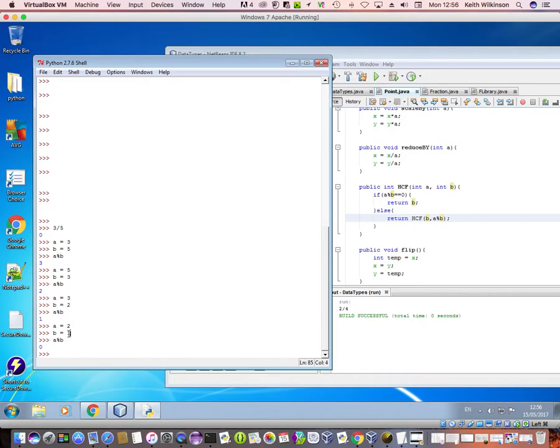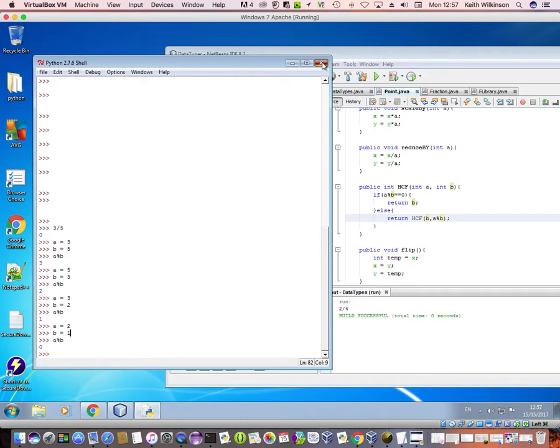Now that is going to happen every time that we have a fraction that cannot reduce, that there's no common factor involved. It's always going to finish off with the value 1. And I needed to mention that because we're going to make use of that in our code.